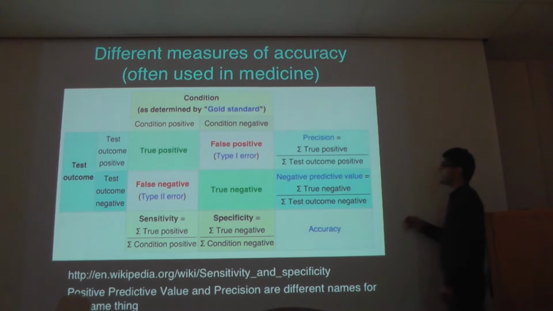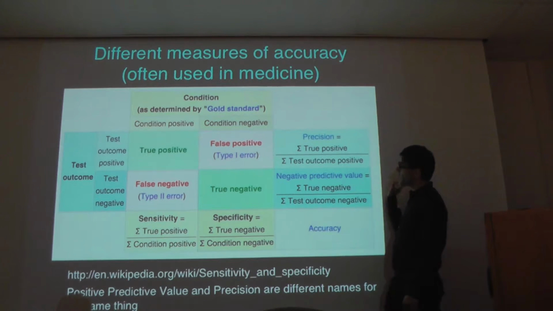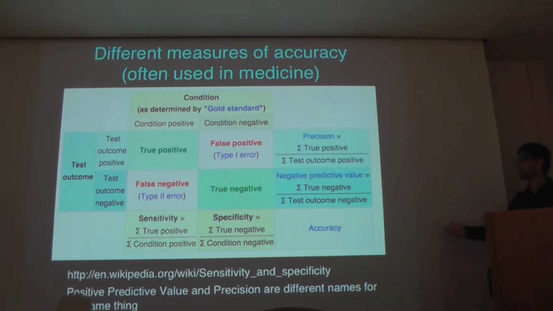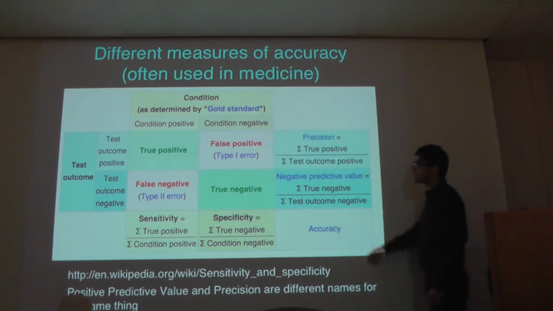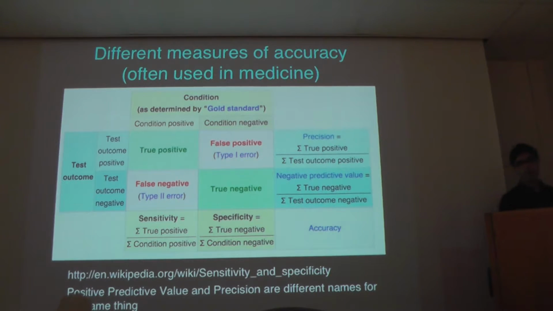Or in this case, for all the people of whom you say, yeah, my classifier says I think that their reading should get better, how many of them does their reading actually get better? So these are all different ways of thinking about different aspects of the same thing.